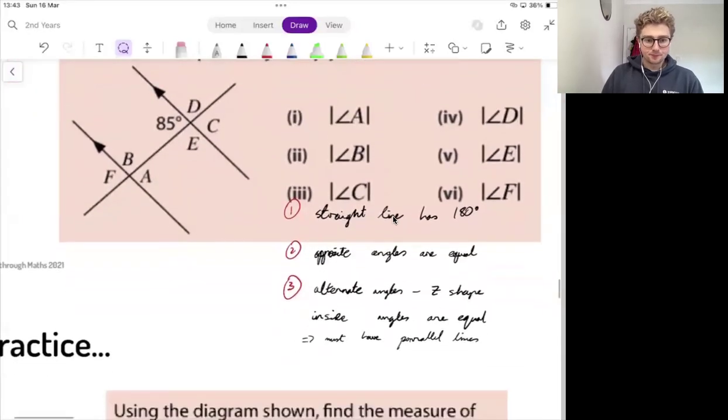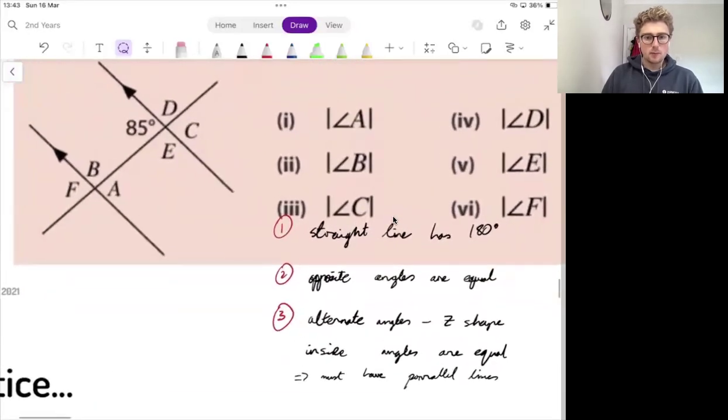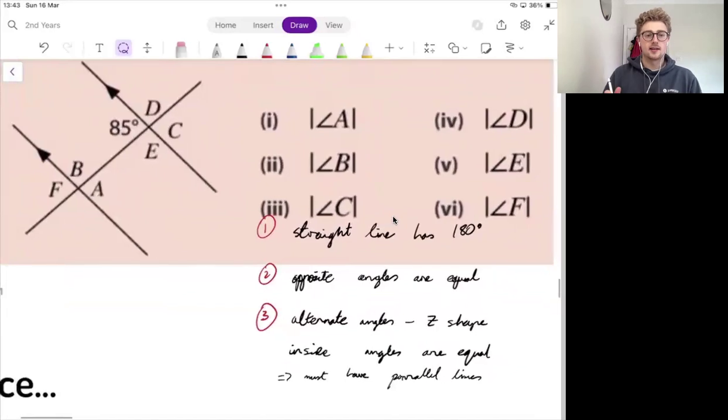Okay, so we'll pick the low-hanging fruit first, lads, because you know, make your life as easy as possible. We've this angle to be 85 degrees. It's opposite to the angle C, so straight away we can go, right, C is 85 degrees as well. That's because those angles are opposite from each other. Okay? That's just a rule of opposite angles.